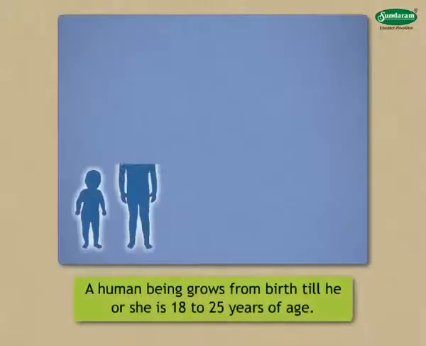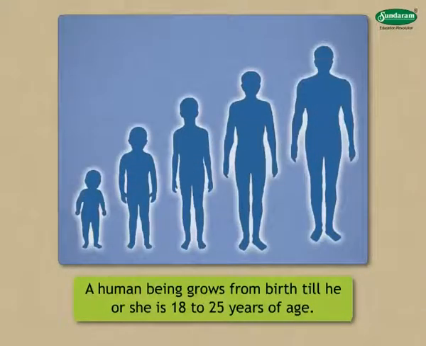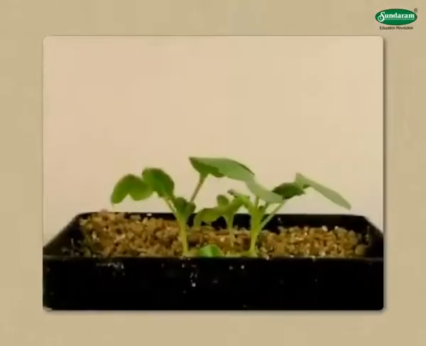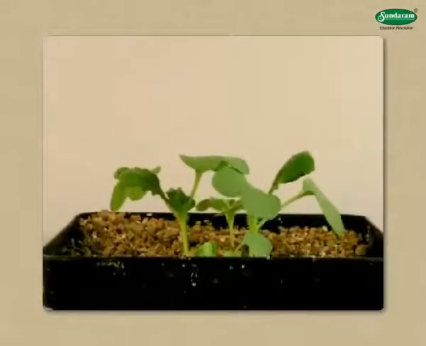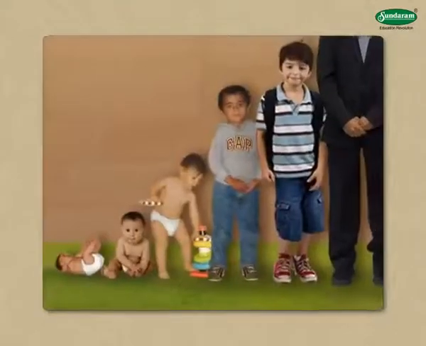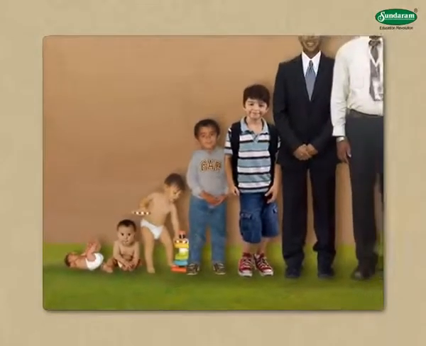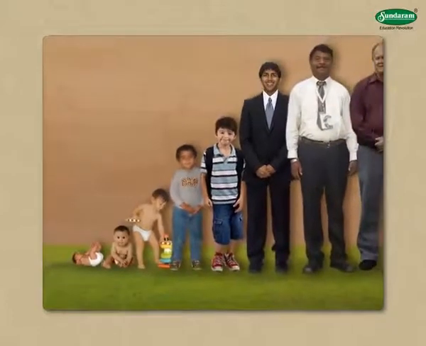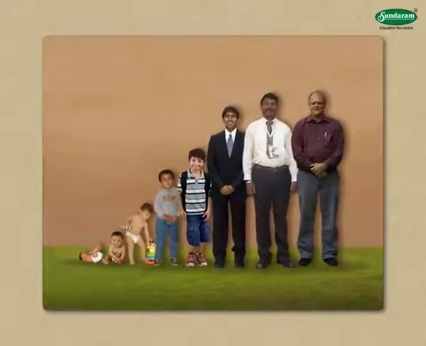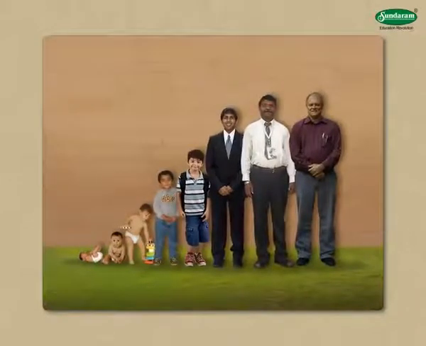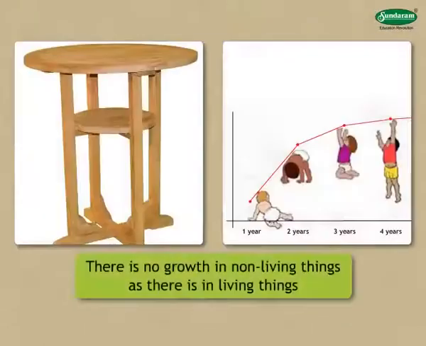A human being grows from birth till he or she is 18 to 25 years of age. There is no time limit to the growth of plants. They keep growing as long as they live. Only the growth takes place in certain specific parts. When growth takes place, the size and weight of the body both increase. Such growth occurs inside the body. There is no growth in non-living things as there is in living things.